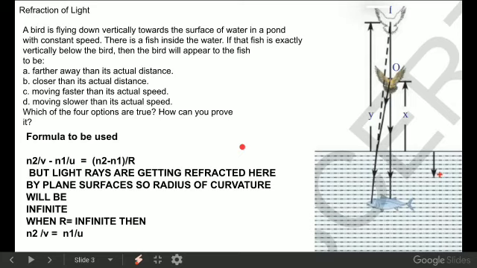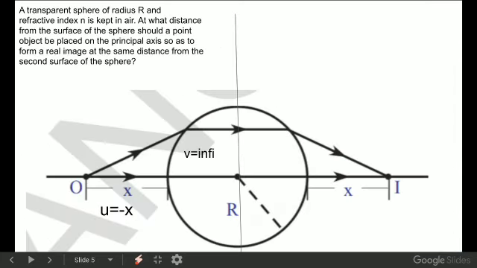Next, move on to the second problem. A transparent sphere of radius r and a refractive index n is kept in air. At what distance from the surface of the sphere should a point object be placed on the principal axis so as to form a real image at the same distance from the second surface of the sphere? So this is a transparent sphere, its radius of curvature is capital R and its refractive index is small n, and it is kept in air medium. It is asking at what distance an object should be placed in front of this transparent sphere in order to form the image at the same distance on the opposite side.